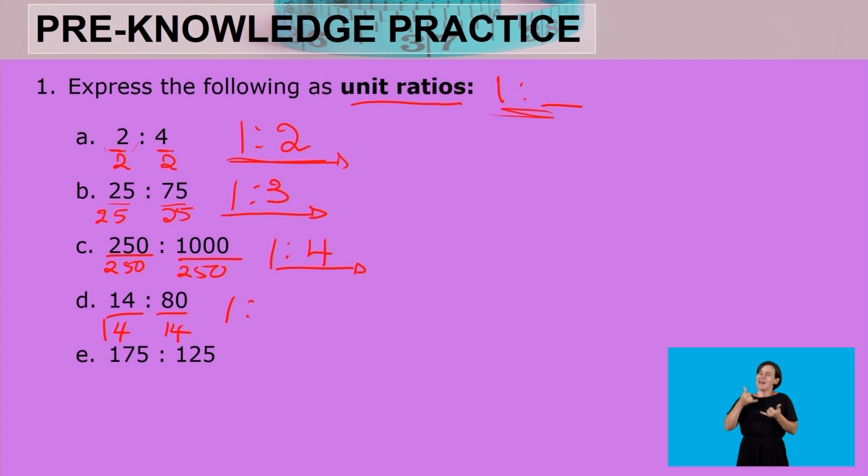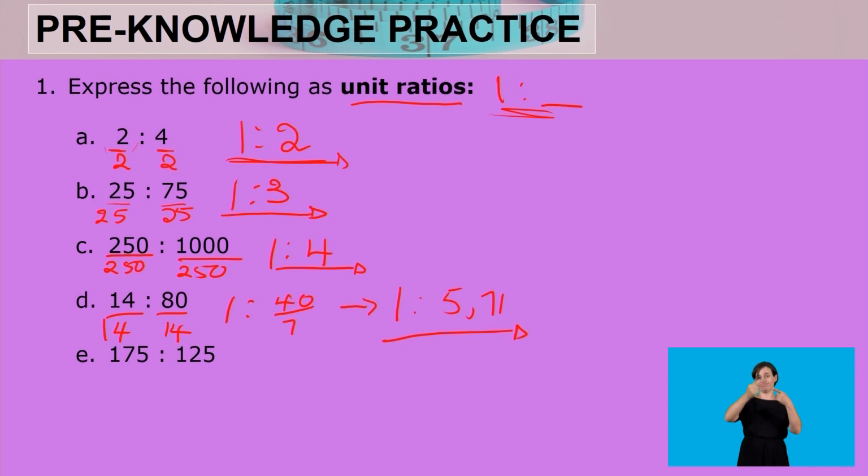Then what is 80 divided by 14? Now you need your calculator. Let's punch 80 divided by 14. We get 40/7. You can leave it as a decimal number. What is 40/7? It's 5.71. So that is your unit ratio.